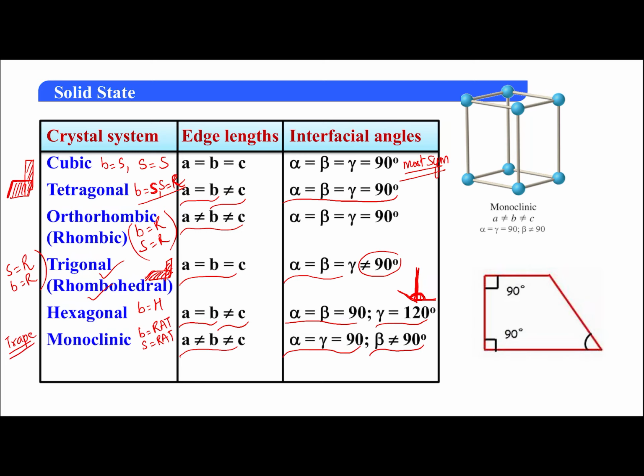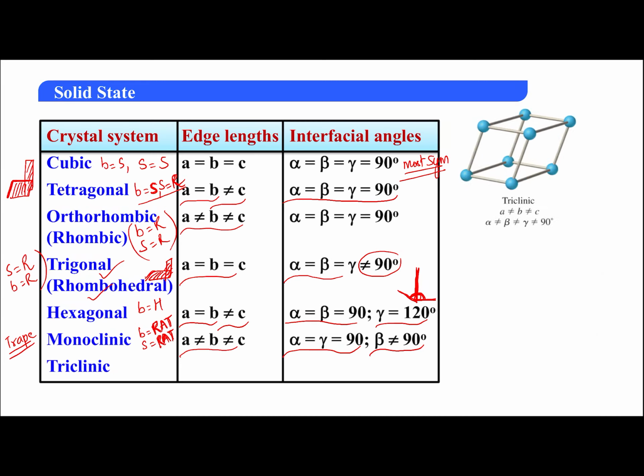Remember, base as a right angled trapezium, side as a right angled trapezium. For us it is very difficult to visualize here, but you can visualize it two dimensionally. That's monoclinic. Then comes the next one, triclinic.